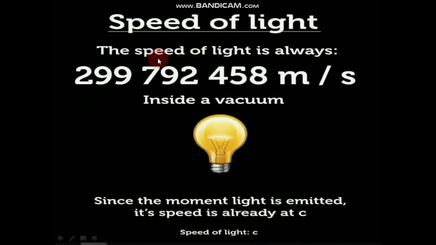Speed of light. The speed of light is always 29 crore 97 lakh 92,458 meter per second inside a vacuum. Since the moment light is emitted, its speed is already at c. The speed of light is denoted by c, and its value is 29 crore 97 lakh 92,458 meter per second inside a vacuum.